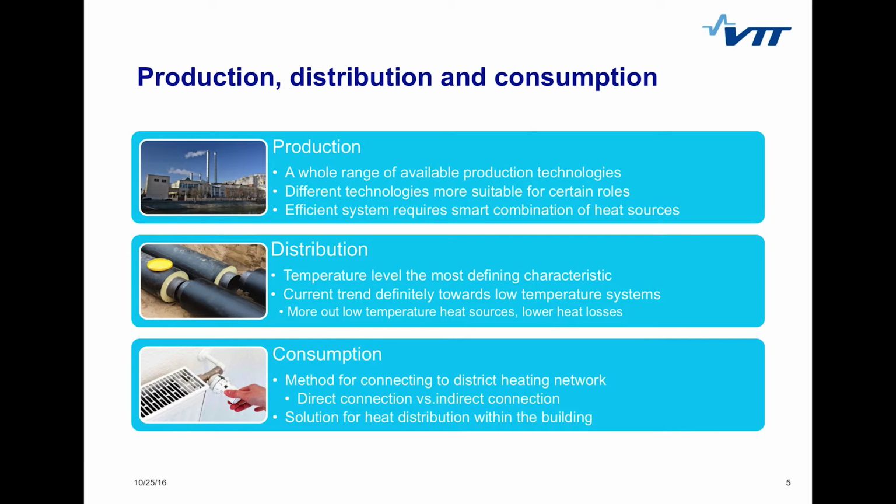Consumers require a solution for connecting to the district heating system. This is usually done either directly, where primary side water flows through, for example, radiators of the building, or indirectly using a substation with heat exchangers between the primary and secondary sides. Direct connection is more simple, but indirect is often more efficient. Heat distribution inside a building can be done by radiators, like in the picture, or floor heating or ventilation-based heating.